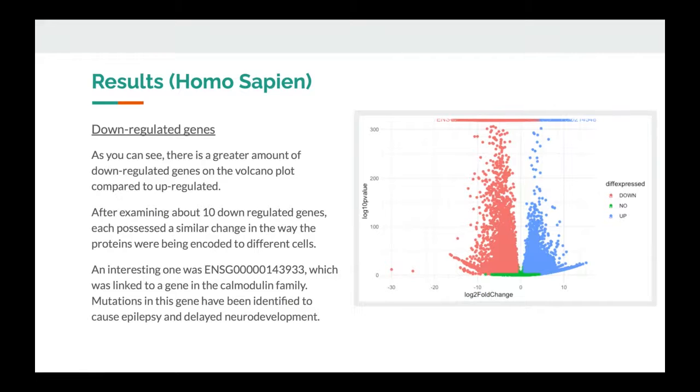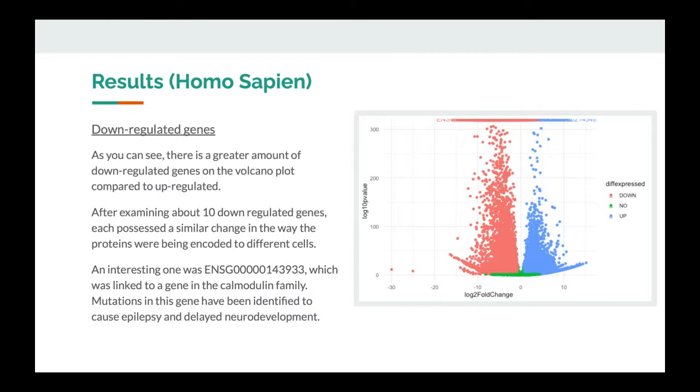For the results for Homo sapiens, for the downregulated genes, we did 10 of them, and we did 5 that had a p-value of 0 and then a p-value that was greater than that. Something happened with our information, but after examining about 10 of those downregulated genes, we noticed that each of them possessed a similar change in the way that proteins are being encoded to the different cells.